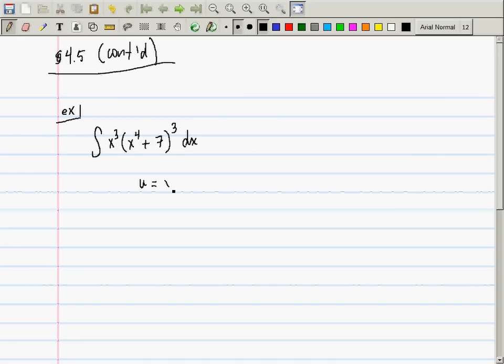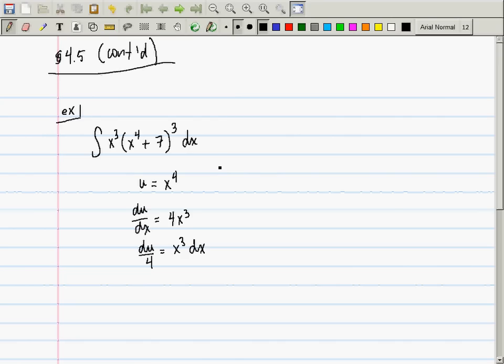Okay, so then how about this? What if u was just x to the fourth? Would that be okay? There would be nothing, strictly speaking, wrong with that, because then I could say that du dx is 4x cubed, so that I could say that du divided by 4 is x cubed dx. So that doesn't look too bad.